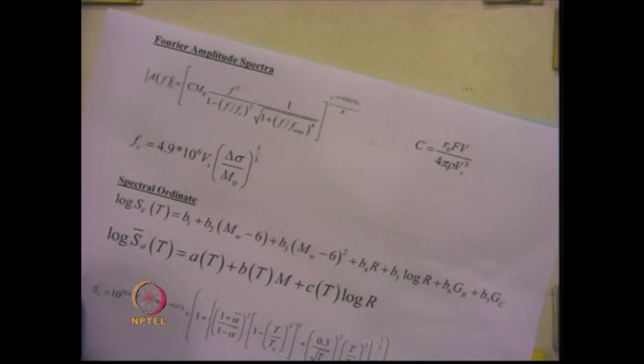Another expression for the pseudo velocity spectrum ordinate SV was obtained by this, and here one can see that for a given period T, one can calculate the value of the pseudo velocity spectrum. So, this in fact will be a function of T, and this is also dependent upon the surface magnitude Ms and the epicentral distance r.